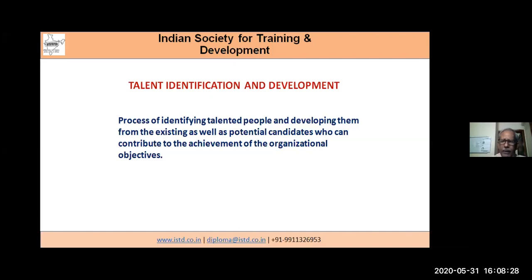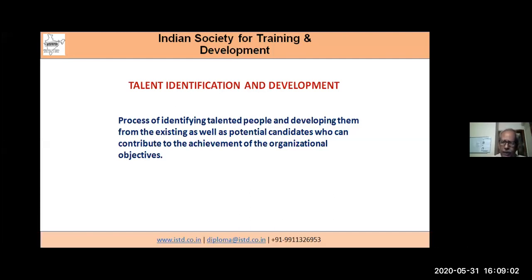Merely identification is not going to help us, because if you're taking people from outside, you need to develop them as per the requirement and suitability of the organization. He has to be made as per the organizational requirement, depending upon the organizational objectives and strategies, right? So the identification of talented people is required, and to develop them for what? For today and for tomorrow, the current requirement as well as the future requirement.